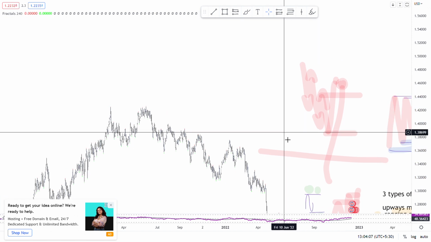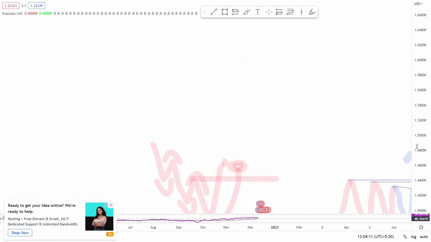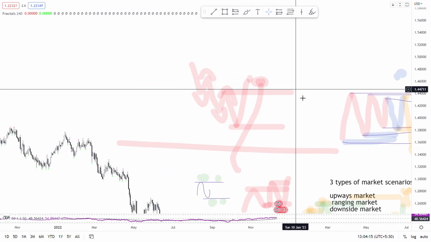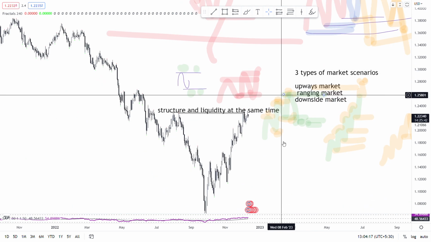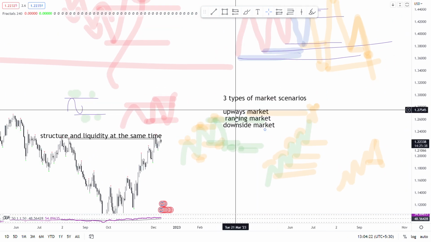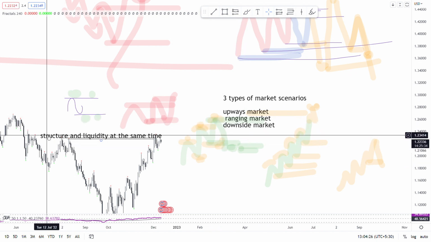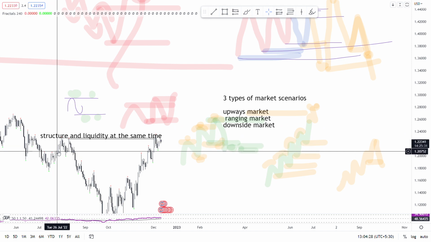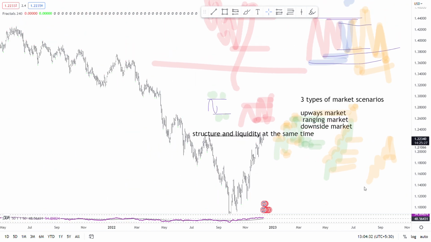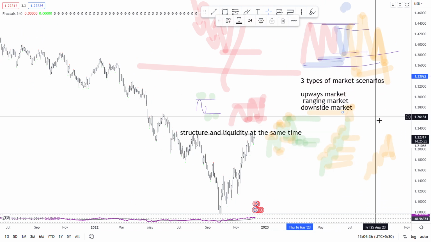We didn't see anything from the left apart from the liquidity, and we wait for the order blocks that will appear in real time, not from two weeks past, etc. These are the three scenarios of the market: upways market, waning market, and downways market, where we perfectly combine the narrative and logic behind the structure and liquidity at the same time. I think this video will be very helpful in order to escape from the market maker traps.